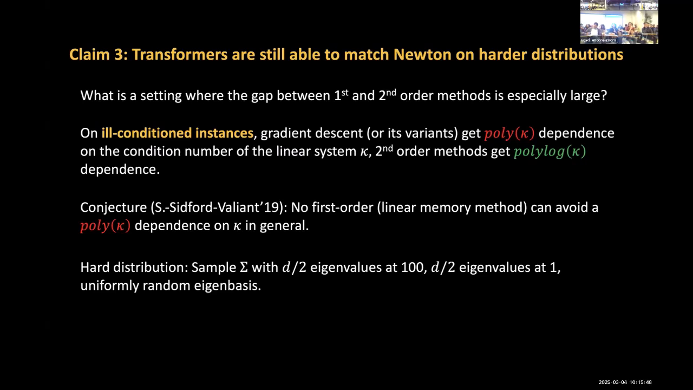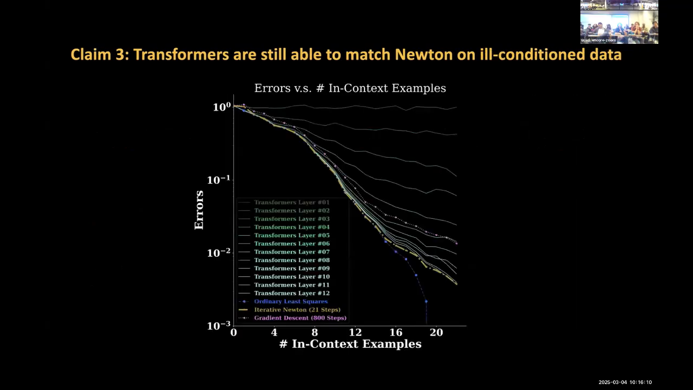What this suggests is a hard distribution to contrast these two techniques, first and second order methods. We can have the covariance matrix, instead of being identity, have d/2 eigenvalues at some large value, say 100, and d/2 eigenvalues at 1, and choose the eigenbases uniformly at random. So for every sequence, there's a different eigenbasis. In this case we expect second order methods won't really get affected. So if transformers are similar to something second order, they shouldn't be affected. And we see something like that.